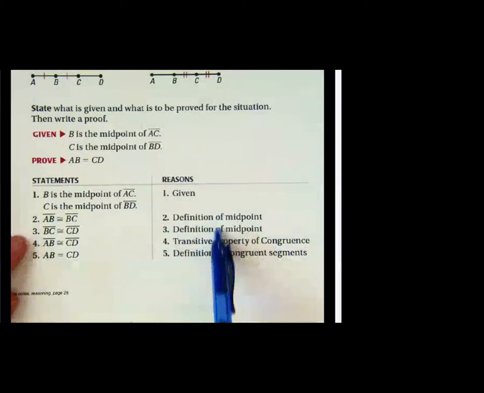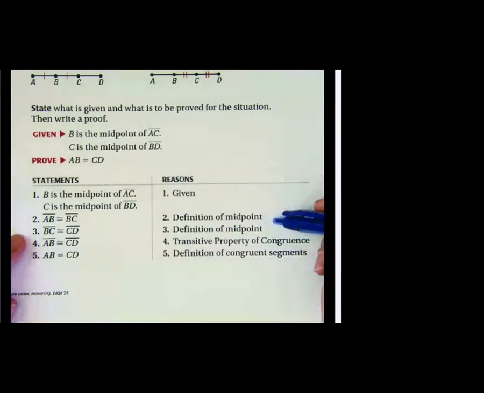Notice that since those both have the same reason, I could have written them both as 2 and then just wrote 2 as definition of midpoint. You're going to get into a style. You're going to get into your groove about how to write proofs. I personally prefer doing it this way, which is the way the book did it on this one, writing out every one with its own little number. But you may like it the other way, and as long as it's justified and it works, then it's fine.